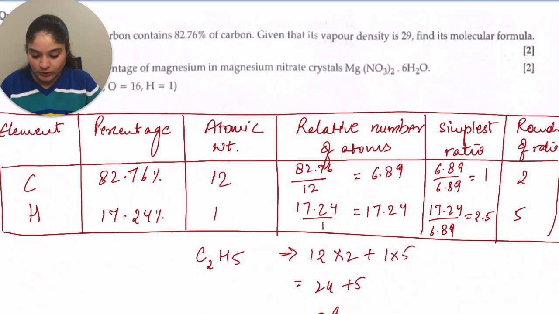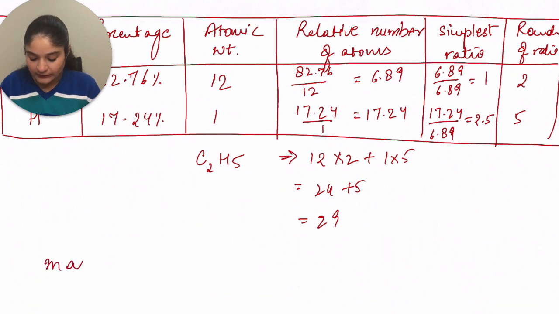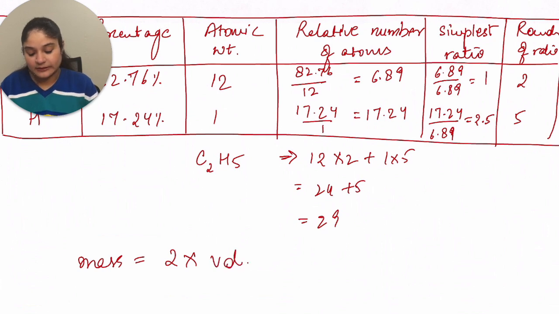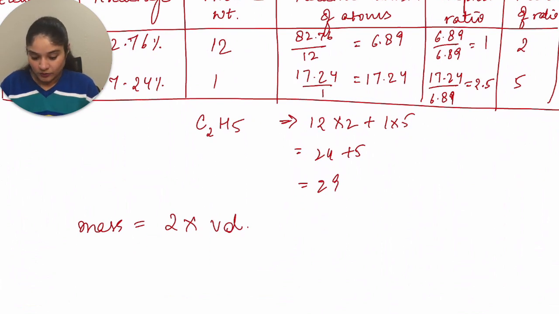So what do we know the formula? The formula is mass equals 2 times vapor density. Mass is given 29. And this is, no, mass is not given 29. Vapor density is given 29. So mass equals 2 times vapor density. So mass will be equal to 2 times 29 and this will become 58.